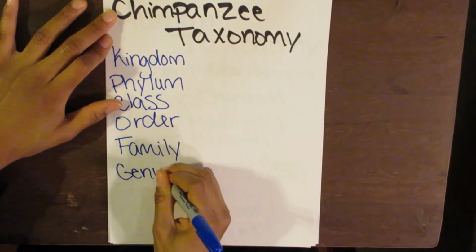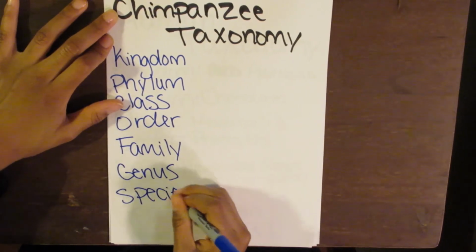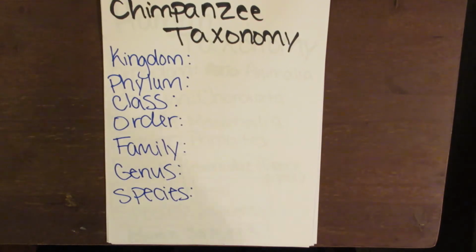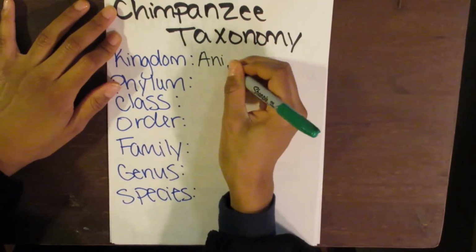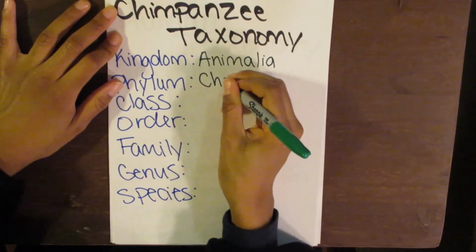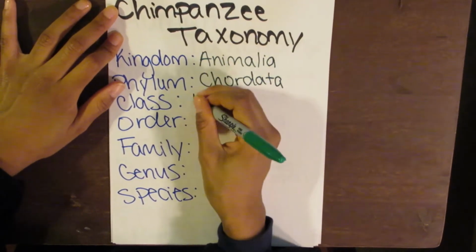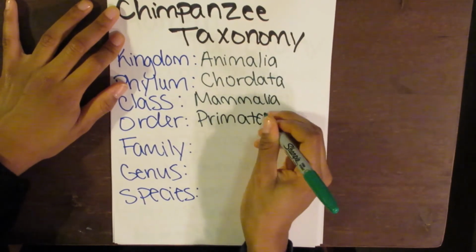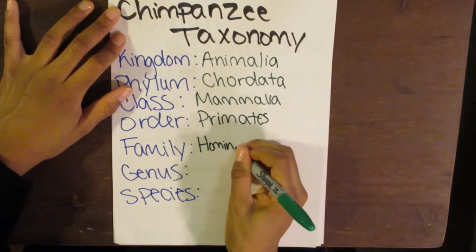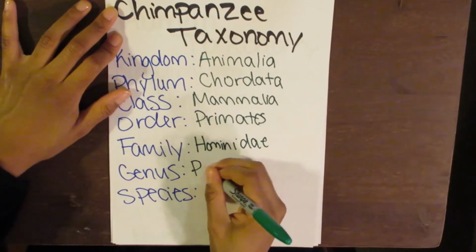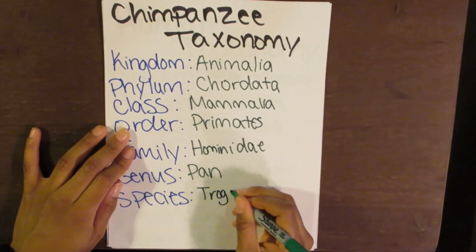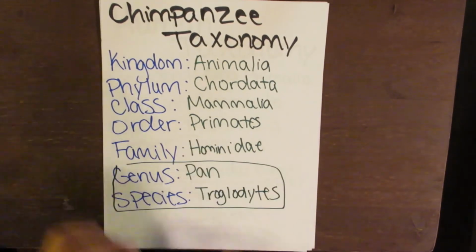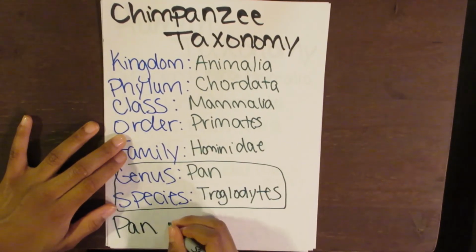Let me step back. We're going to write down the kingdom, phylum, class, order, family, genus, and species. I'm moving too fast. Okay, so we have Animalia, Chordata, Mammalia, primates, Hominidae. I think I said it halfway right. I'm gonna get it though, y'all. And then their genus is Pan, and their species is troglodytes.